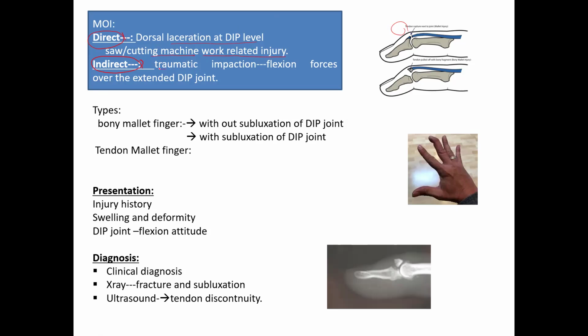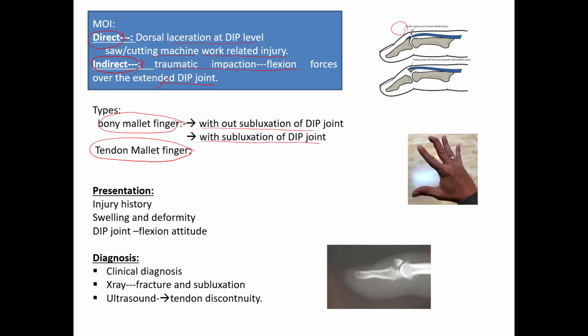Indirect injury is traumatic impaction, a sudden flexion force over the extended distal interphalangeal joint. This is what we have studied before. We came across the case. This is an indirect type of injury where the ball hit the tip of the finger when it was in extended position. So we have two types. One is bony mallet finger, when it affects the bone, and tendon mallet finger, when it just causes separation of the tendon from the attachment. Among bony mallet finger, we have two types: fracture with subluxation of the distal interphalangeal joint, and without subluxation of the joint.